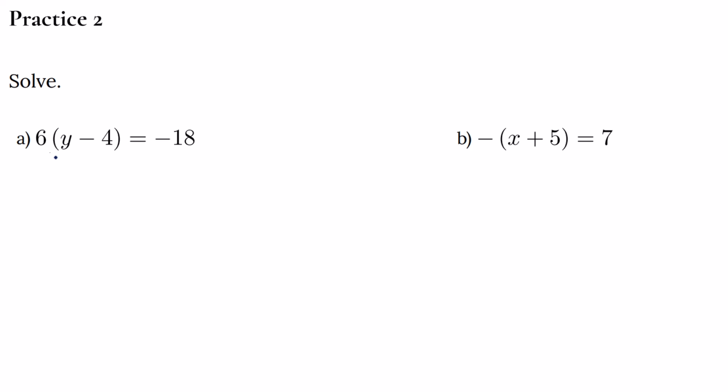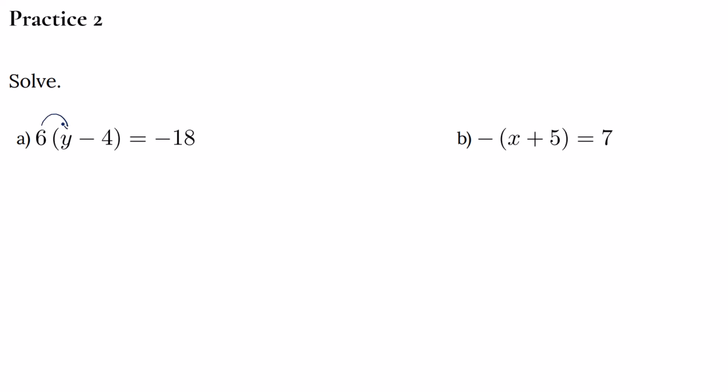As mentioned in previous lessons, brackets indicate multiplication. So here we have brackets within the equation. What they mean is that this 6 is multiplied by everything inside of the bracket, so by the y and by the -4. So when we have brackets within the equation, the first thing that we want to do is actually multiply that 6 by everything inside the brackets.